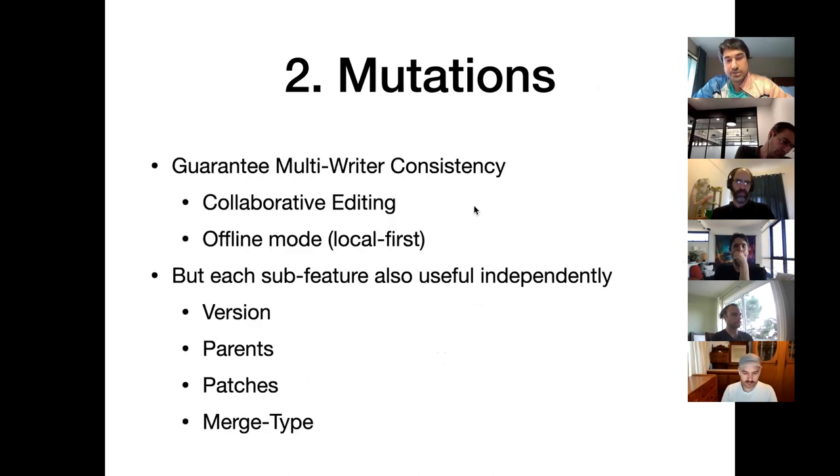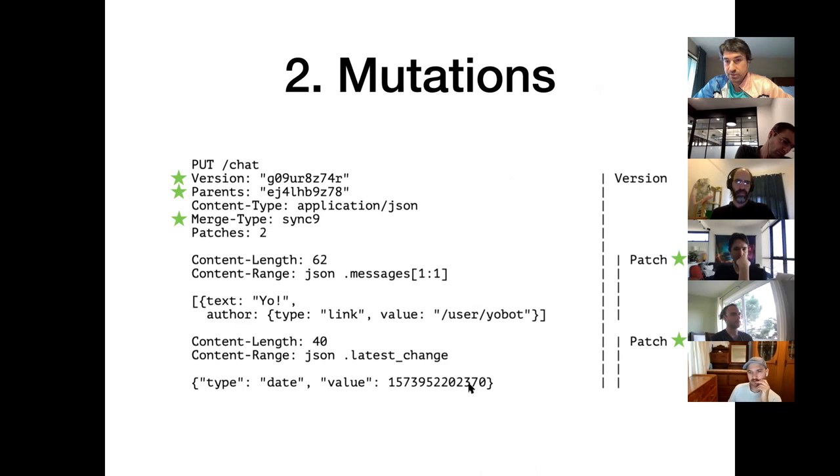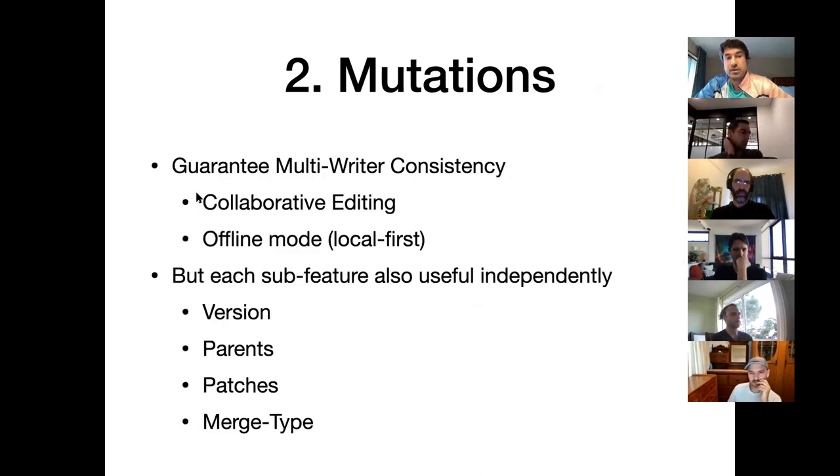And this provides advantages to developers because now they can guarantee multi-writer consistency. If you implement all of these features into your app, then you can have perfect collaborative editing, and you can have a perfect offline mode. You can build local first software that just works offline. This is very compelling, super useful to have.